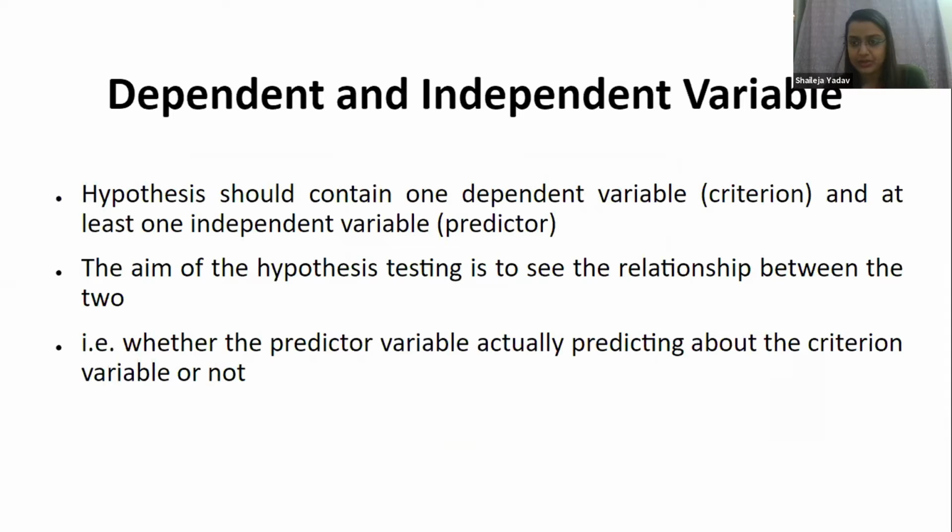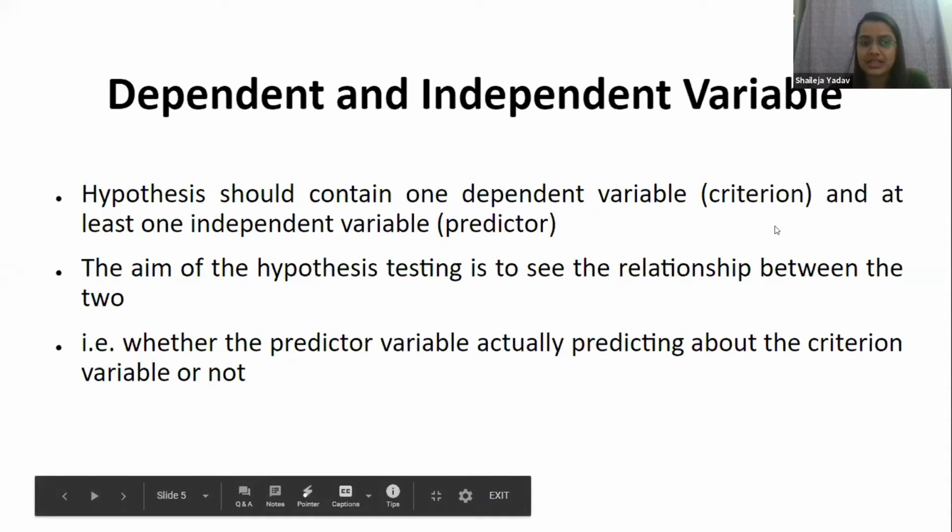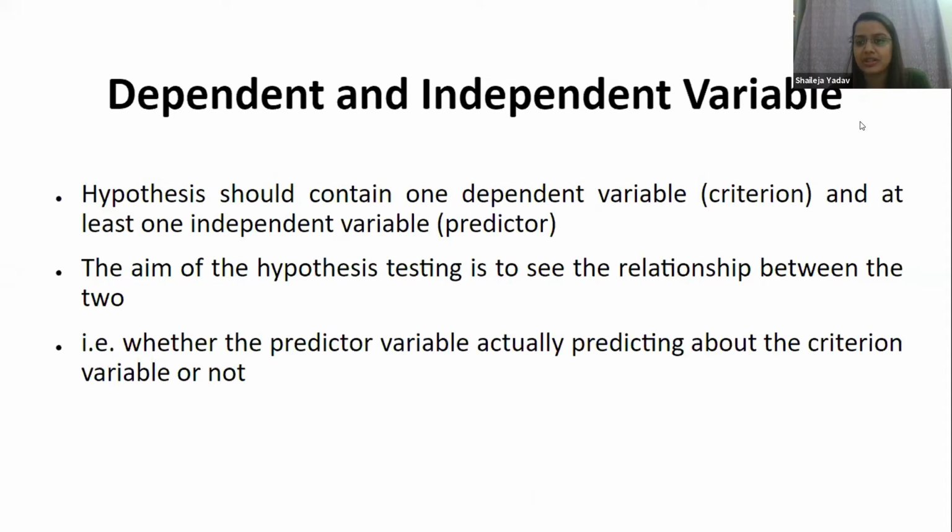Before making a hypothesis, we should know what are the elements that go into a hypothesis. So a hypothesis should essentially contain one independent variable and one dependent variable. I'm pretty sure that everybody is already aware of these terms. If anybody is not, please stop me and let me know if I need to explain any further. Essentially, a dependent variable will be the response that you get, and an independent variable will be the stimulus that you give. So the aim of hypothesis testing will be to see the relationship between these two, that is, whether the predictor variable actually is predicting the dependent variable or not.